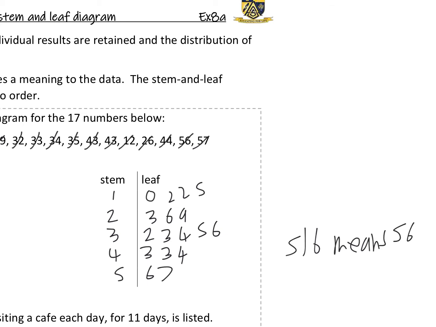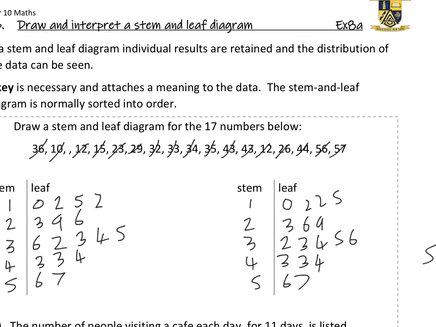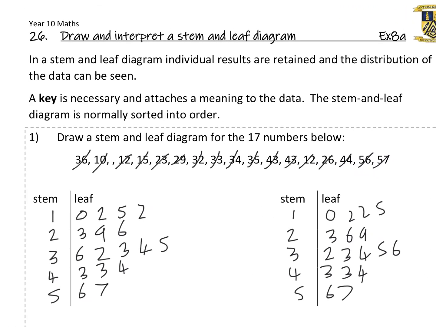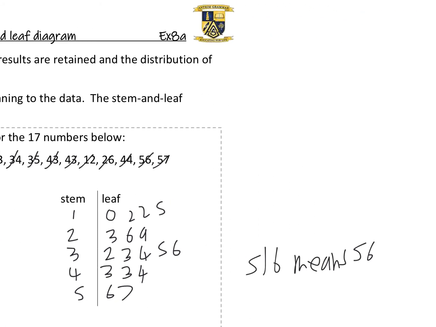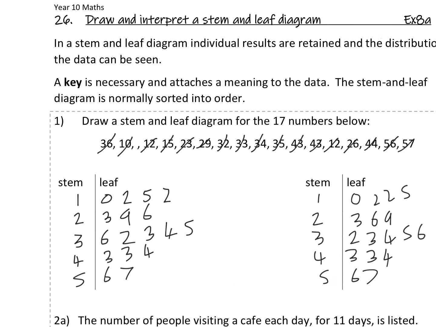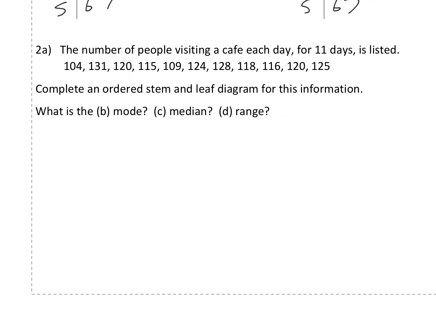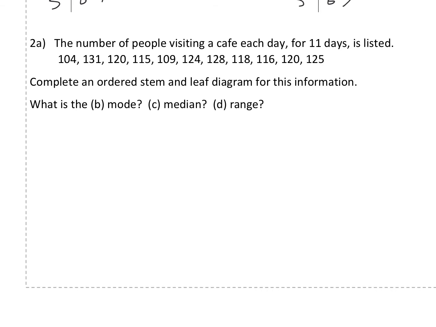56. Now, depends on the context of the question. Here we just had 17 numbers, so there's no meaning to those values at all. But it could mean 56 years old, 56 kilograms, meters, degrees Celsius, whatever it is, also put in that meaning if it's in the question. Example 2. Pause the video and have a go at this one if you feel up to it.